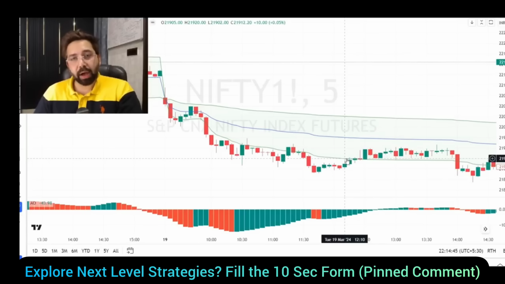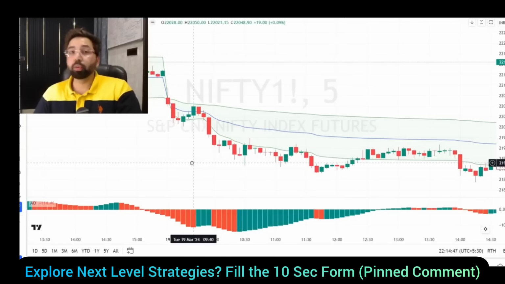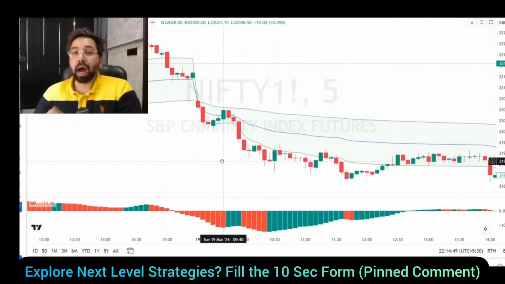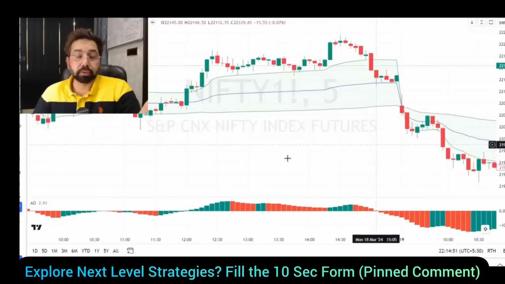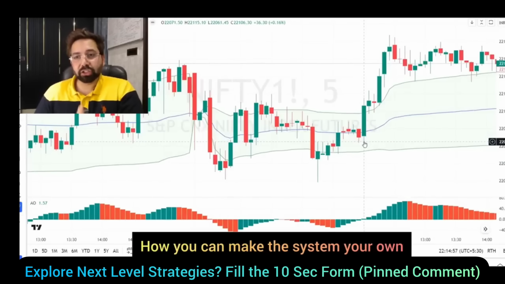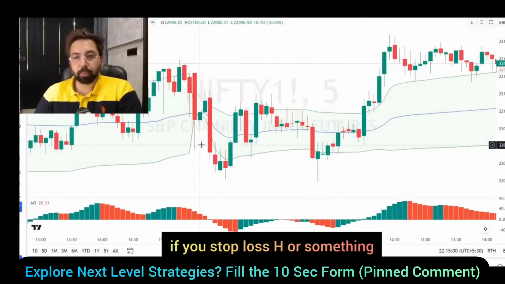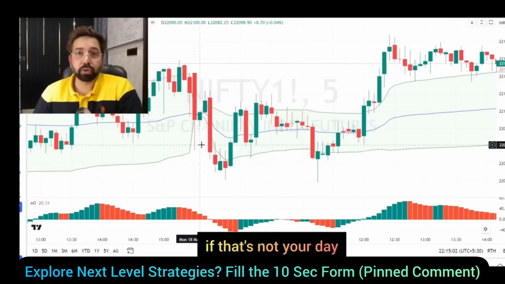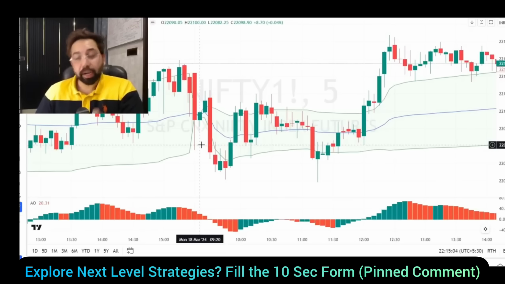Really well. Now, if you want to sell option, probably you want to buy option. Are you going to use this method? How are you going to use this method? Which strike to buy? How you can make the system your own? How you can make sure if your stop loss hits or something, if that's not your day, you can come out scratchless? It is possible, definitely.